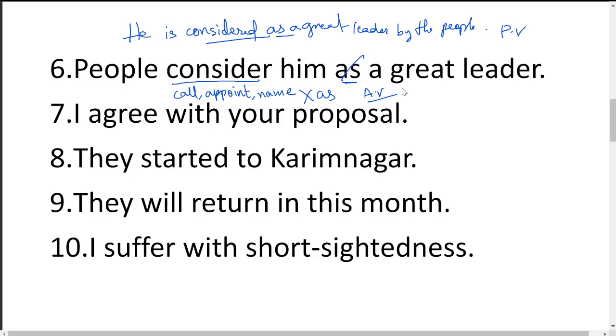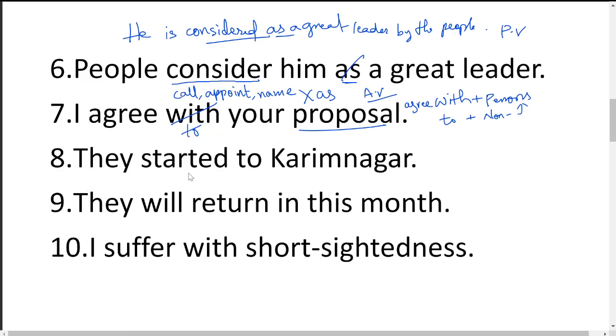Next, I agree with you. See, remember, when you are using with along with agree, with is used with the persons, agree to is used with the non-living things, that means which are not persons. Now what can be used here? Proposal. Proposal is person or non-living? It is non-living, so here you should not use with. Here you should use to. I agree to your proposal.